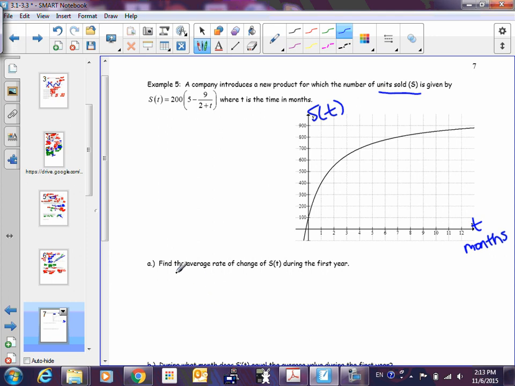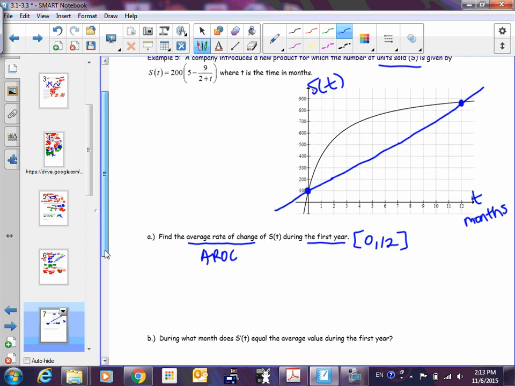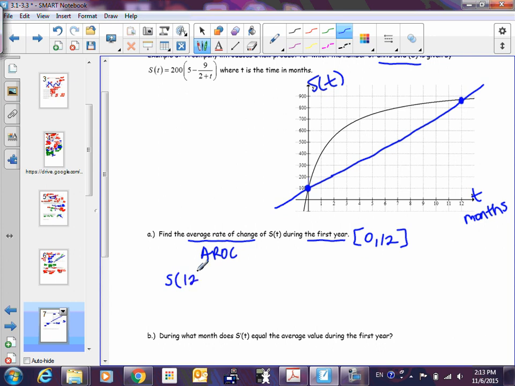Part A says find the average rate of change, AROC, during the first year. So what's my interval? 0 to 12. Okay. We can go ahead and block it off like how we did on the other pictures. What this is really asking us is, what is this slope? So we could use rise over run. This up here is not a pretty point. So this is where maybe doing S of 12 minus S of 0 is a little bit more useful.